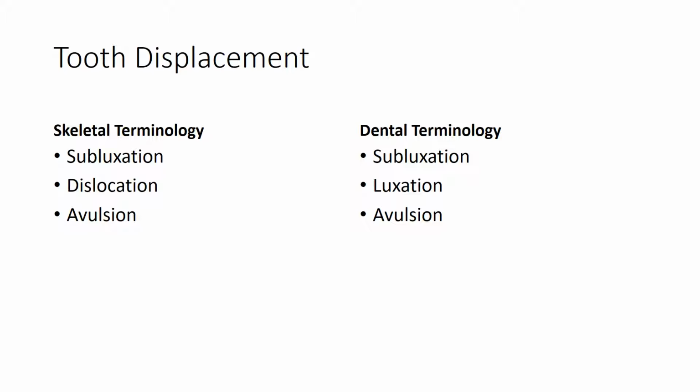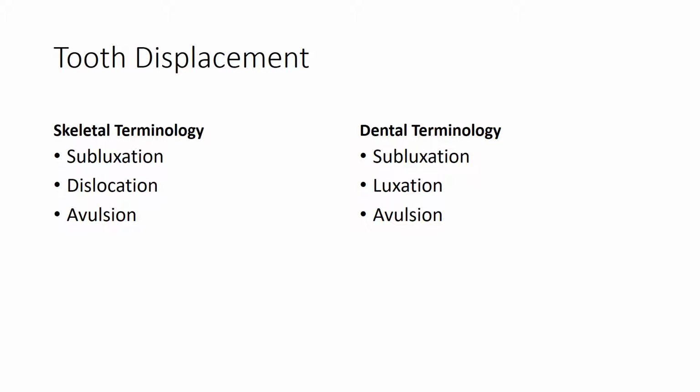In dental terms, subluxation means something different. Subluxation means there is tooth mobility without displacement. And if you think about it, if it hasn't moved at all, how is it mobile? It has to do with injury to the periodontal ligament and maybe severing of some of the periodontal ligament fibers, and maybe a little bit of widening of the periodontal ligament space without displacement of the tooth itself.